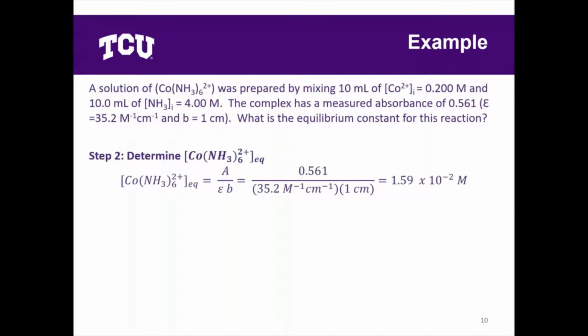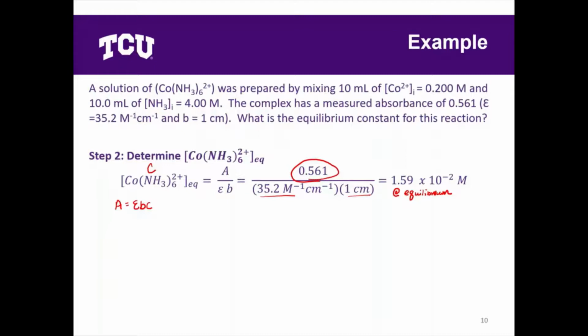Well, we need to determine the concentration at equilibrium. So we know at equilibrium we have an absorbance of 0.561. We know our molar absorptivity coefficient is 35.2 per molar per centimeter, and our path length is 1 centimeter. So again, this is just rearranging Beer's law, where A equals epsilon BC. This is C here. We solve for this and we find at equilibrium our complex concentration was 1.59 times 10 to the minus 2 molar. So we know that's the concentration of our complex at equilibrium.